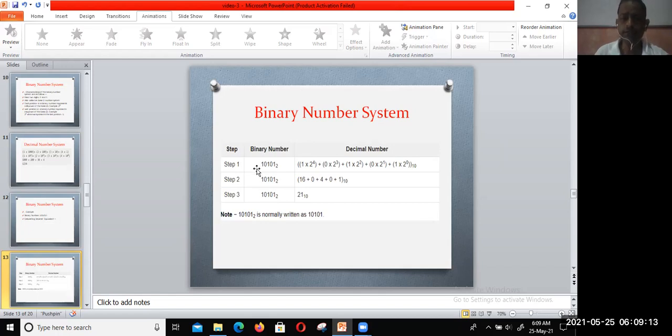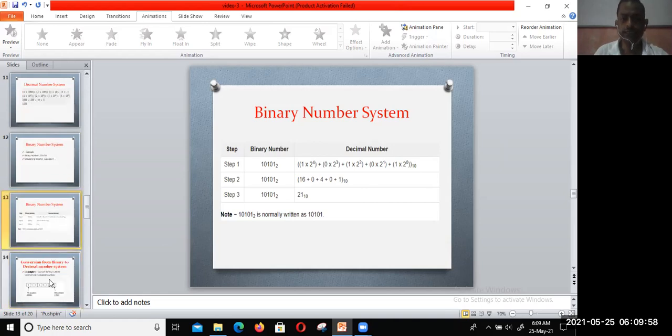Right? So binary number has base 2. Why is it 2? Because binary number has two digits, that is 0 and 1. That is why we use the base or radix 2. And the decimal number system, as you are familiar with, we use in mathematics, that is 0 to 9, it has base 10.